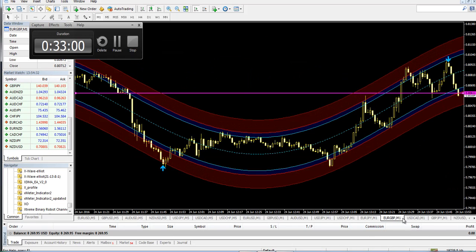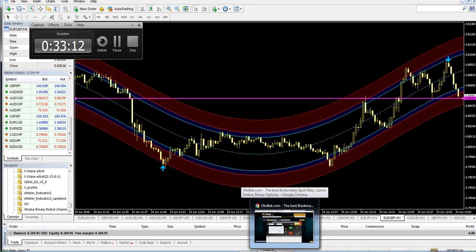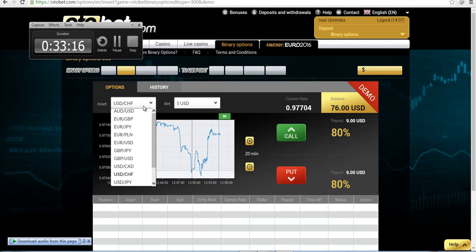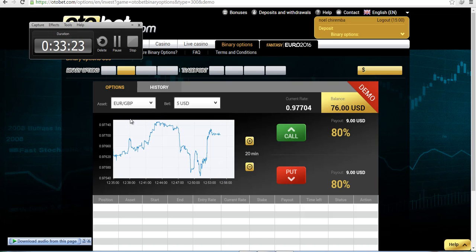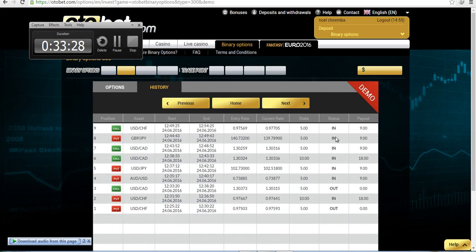Okay, let's continue. Okay, this is another possible trade. If it crosses this line, Euro GPY, Euro GBP. Do I have this currency? And no, it's actually there. Wow, oh, that one is expired. Let's go to history. Oh, it's another winning trade. 1, 2, 3, 4, 5, 6, 7 out of 9.